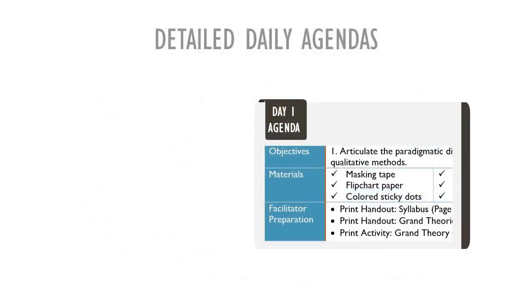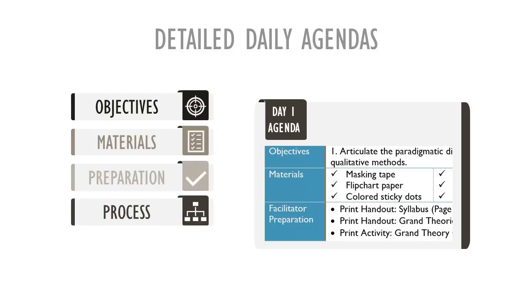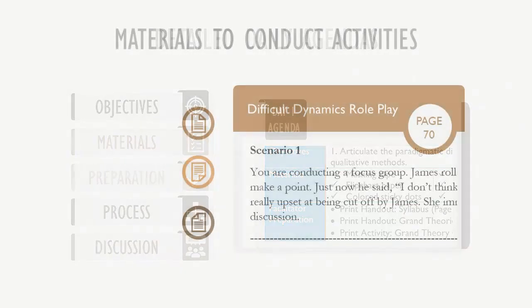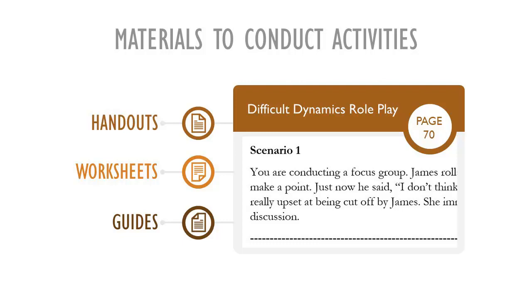Detailed daily agendas for each day of the 2-week course are provided, including the daily objectives, the materials required, instructions for how the instructor should prepare, a step-by-step explanation of the process for each activity, and suggestions for discussion after each practice activity or lecture. All materials are provided in the manual, including any needed worksheets, guides, and handouts.